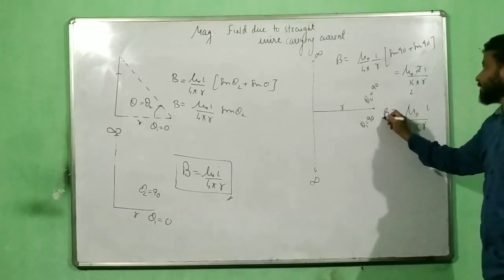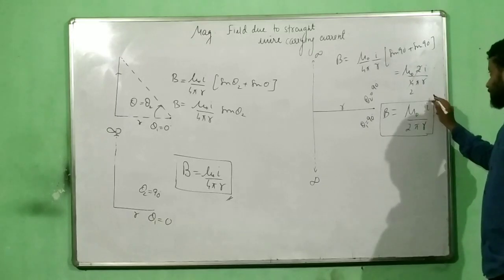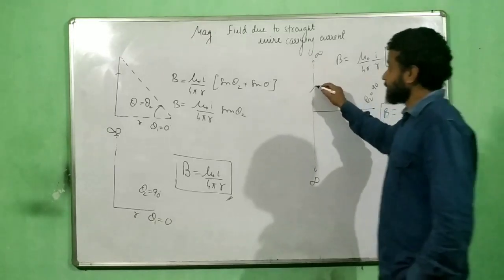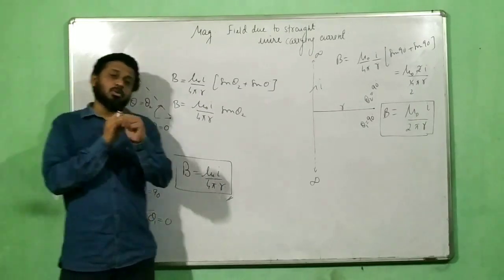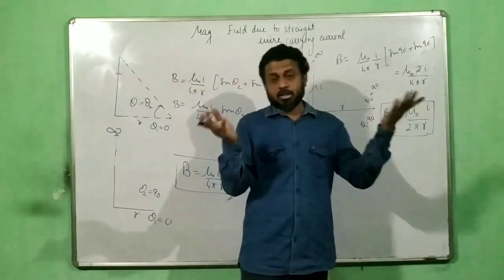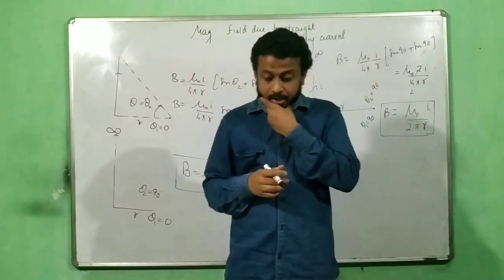This is the field due to an infinite wire carrying a current I. So what we have seen is how to use the formula and how to find the direction. I told you, use either way, the right hand thumb rule or the Biot-Savart rule, and you will get the direction.